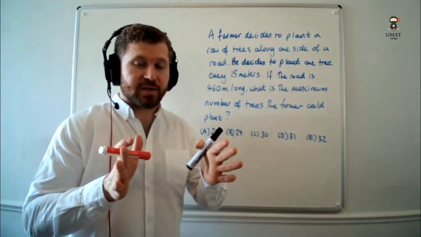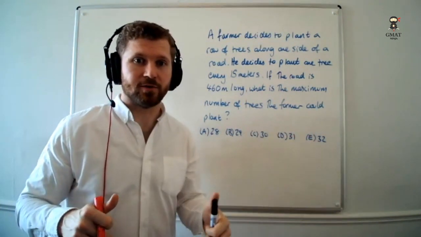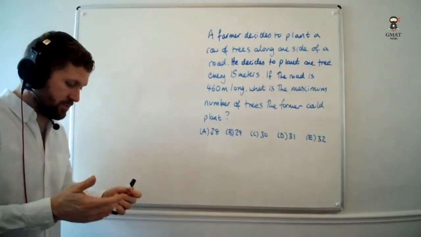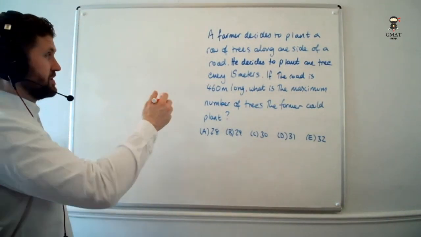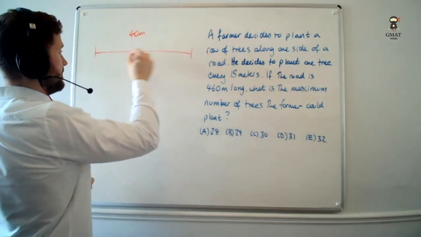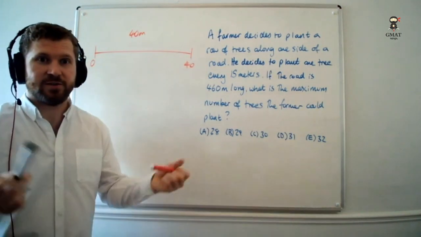I'm going to shrink this right down so that you can see what's going on, and then we'll expand it back up and look at the whole question, and we'll talk about how this relates to everything else. So let's say rather than 460 meters, let's just say the farmer had 40 meters. Okay, there we go, 0 to 40. And we're still going to plant one tree every 15 meters, right?